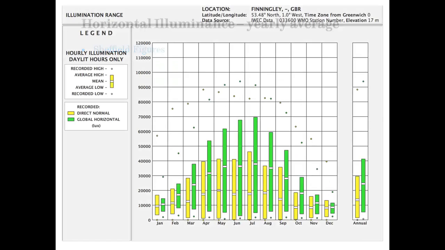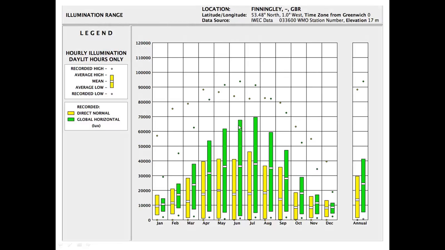So let's look at Sheffield now. This is a similar graph, but we're seeing a few other issues here. What we are looking at here is, in yellow, the direct normal measured from the sun, and in green the global horizontal. But now we're looking at a realistic situation where we are considering both overcast skies and clear skies.